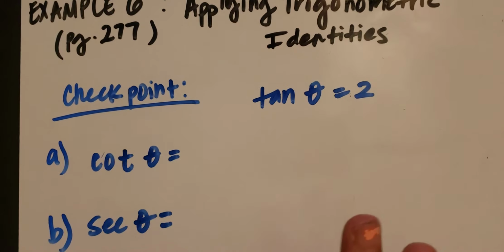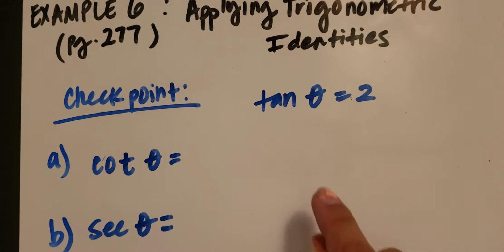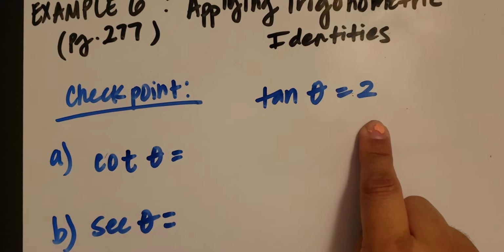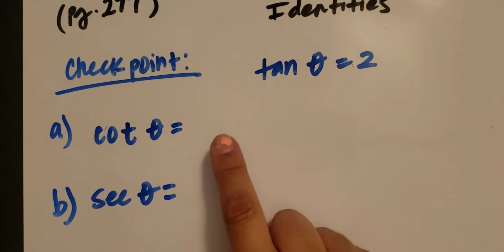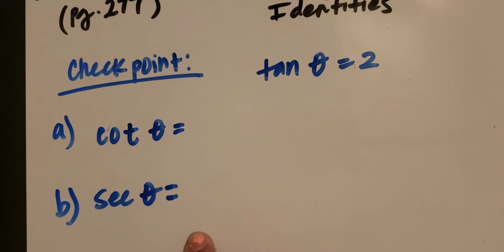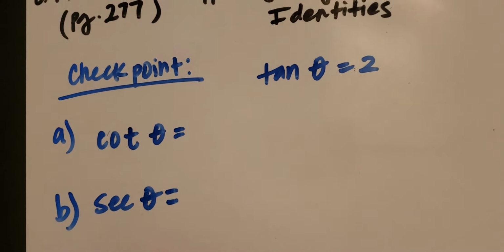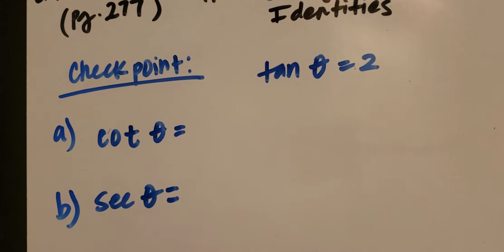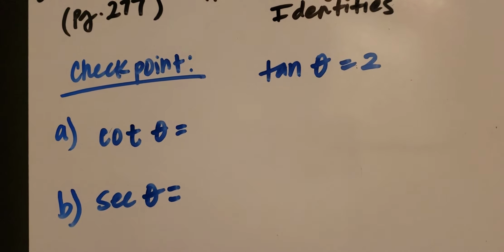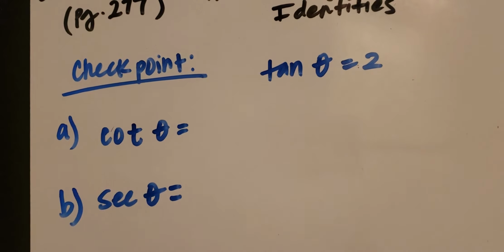According to the checkpoint, they basically give us theta, which is an acute angle, and they tell us that tangent of theta equals 2, and they want us to find the values of cotangent of theta and secant of theta. So here we go. This is when you use your trig identities on page 276, or hopefully you created them in a flashcard, because you do have to refer to them often.